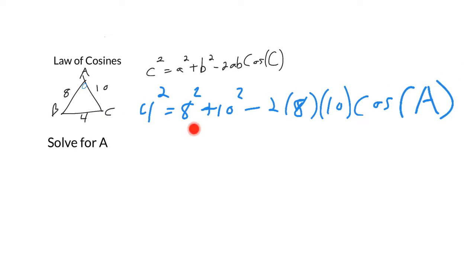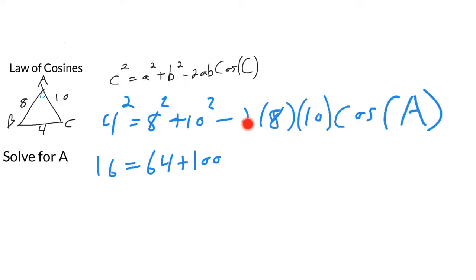So you got to be really careful with this one, the order of operations. You got to be really careful not to do what most students do, which is where they do 8 squared plus 10 squared in the calculator, and then they subtract 2 times 8 times 10. You can't do that because these aren't like terms. This has a cosine A attached to it, and this does not. These two numbers, even if you add them up, they don't have a cosine A. So you got to simplify these first.